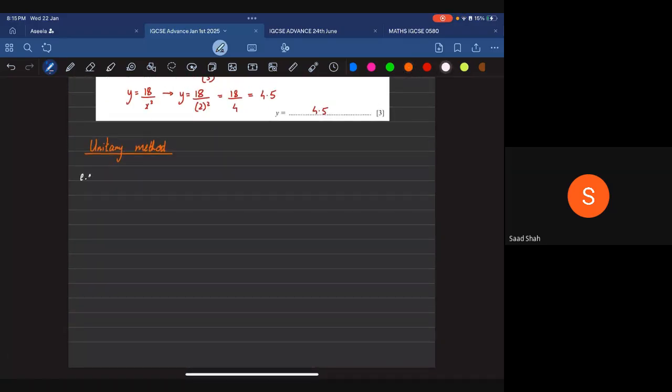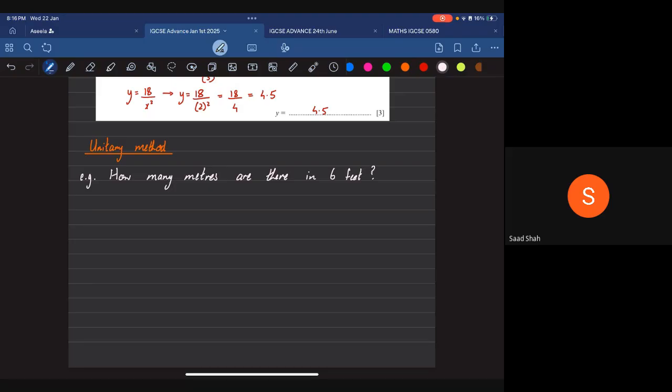So let's look at a question in which it says, how many feet or how many meters are there in 6 feet? And that is the question that is asked to you.